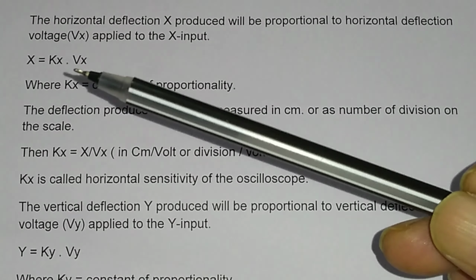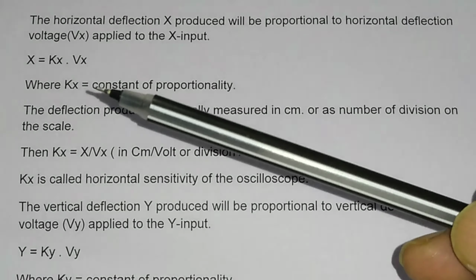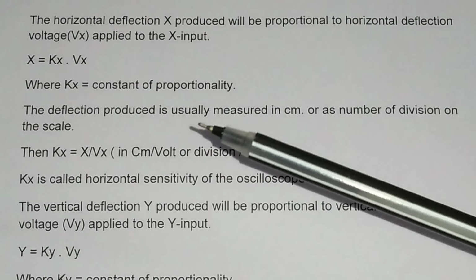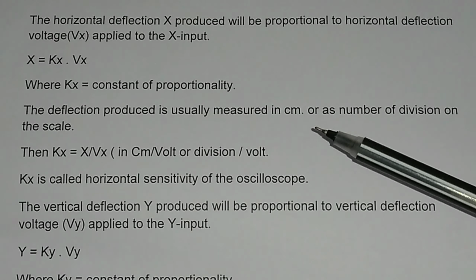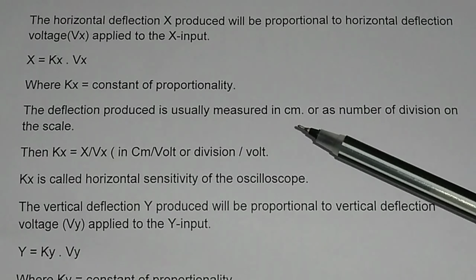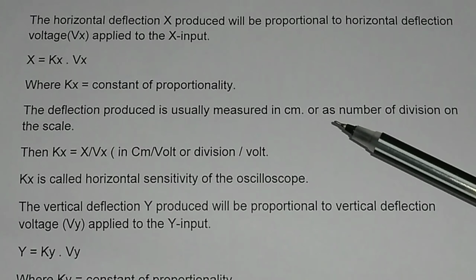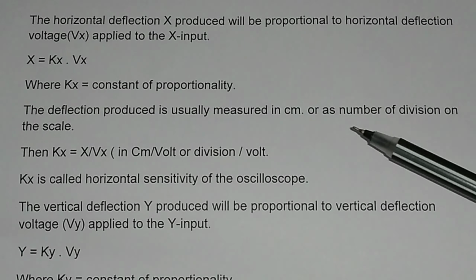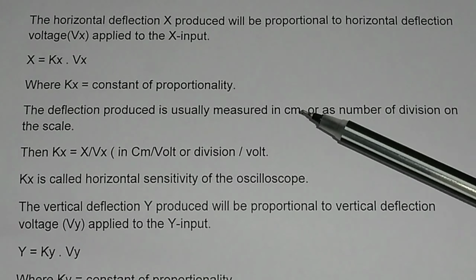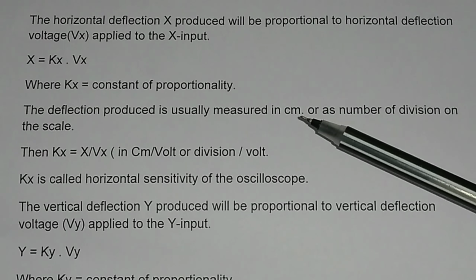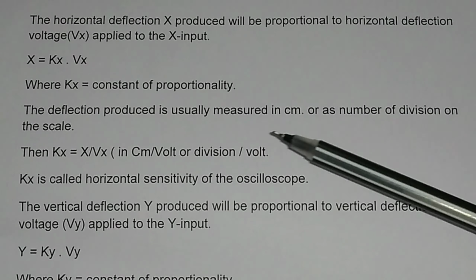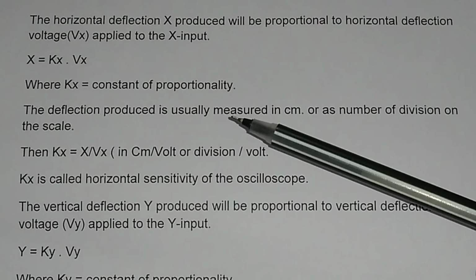So X will be equal to Kx into Vx, where Kx is called the constant of proportionality, and the deflection produced is usually measured in centimeter. On the screen, you usually measure the deflection in centimeter or as a number of divisions on the scale. Actually, there is no centimeter sign on the screen. You have only divisions. So from the number of divisions on the scale, you measure the deflection.